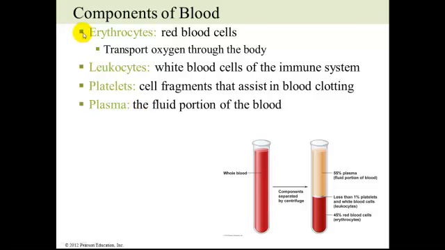And then finally, all of these cells and cell components float around in a fluid called plasma. And if you take whole blood and you separate it out, you'd see about 55% is the fluid portion, or the plasma, 45% are the red blood cells, and then less than 1% are the platelets and the white blood cells.